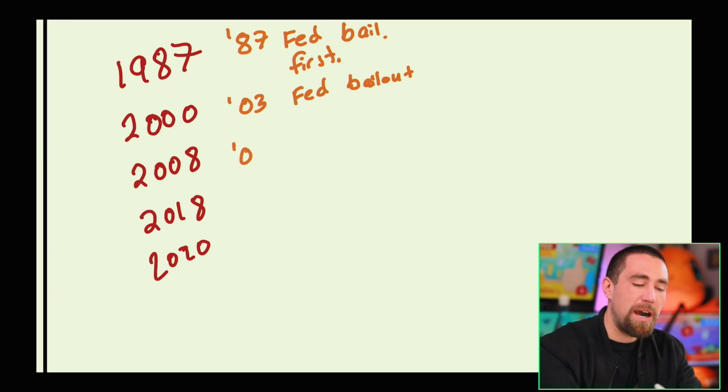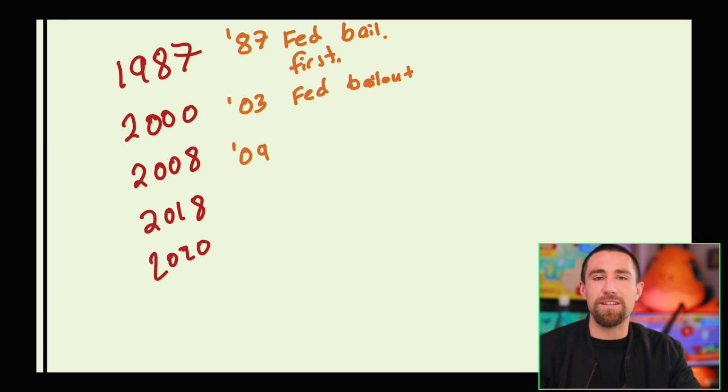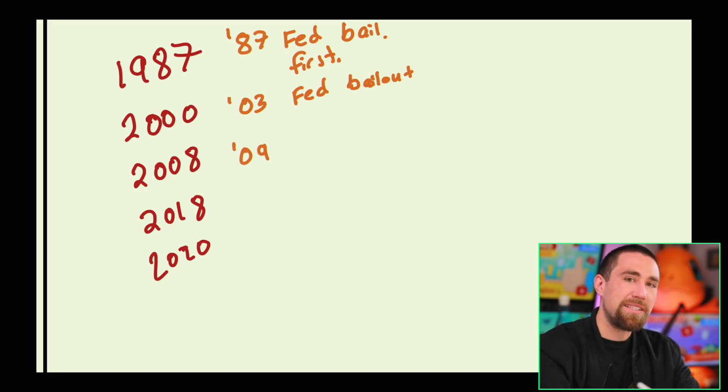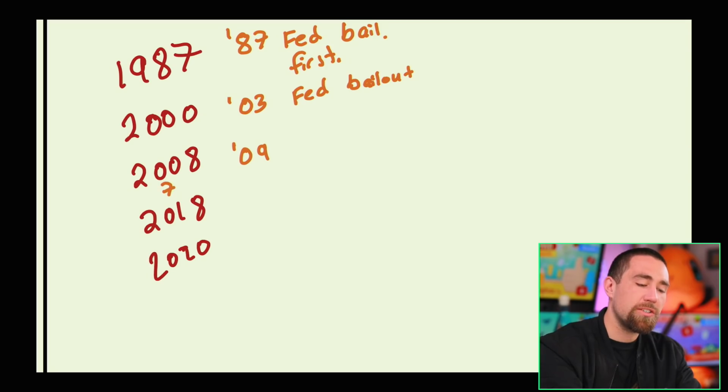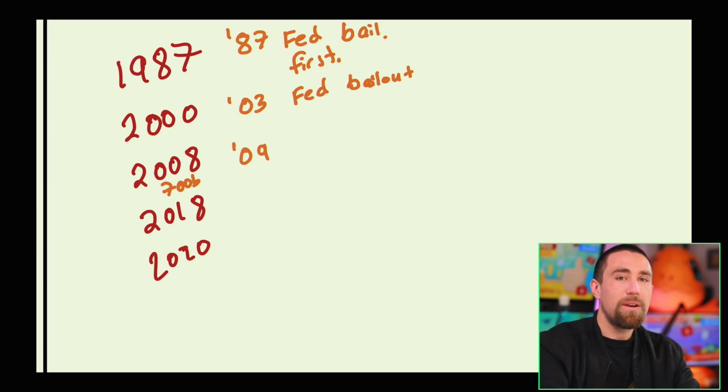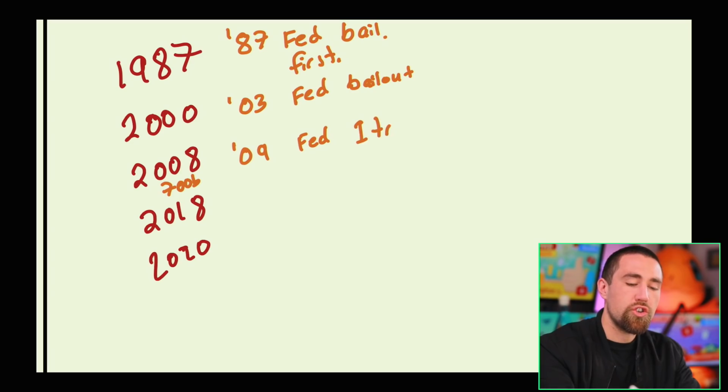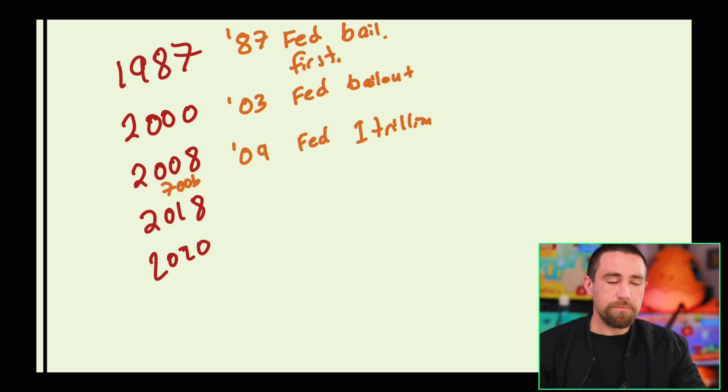2008, market crashed. When did it bottom? It bottomed in exactly February of 2009. Why? Because even though in 2008, Congress authorized $700 billion of spending, it wasn't until February of 2009 that the Federal Reserve authorized $1 trillion of bailout money. And that's when the market bottomed.